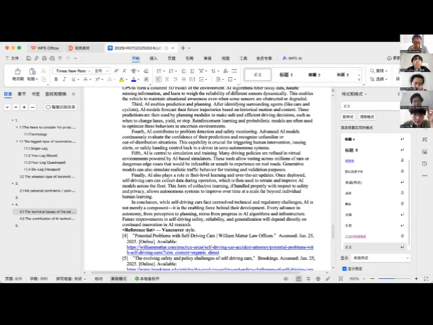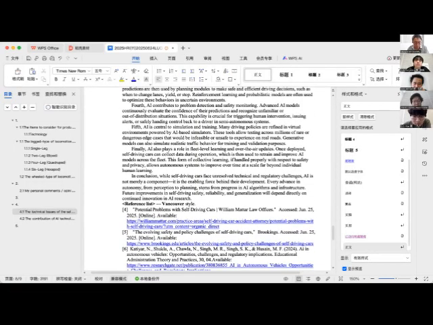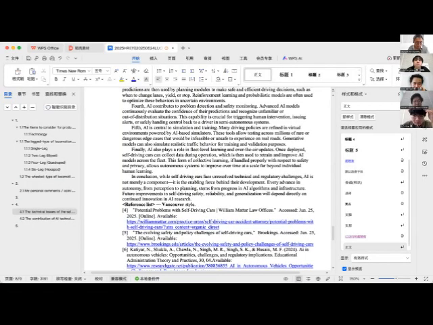The fourth is that AI contributes to problem detection and safety monitoring. The fifth is that AI is central to simulation and training. Finally, AI also plays a role in fleet-level learning and over-the-air updates. So in conclusion, while self-driving cars face unresolved technical and regulatory challenges, AI is not merely a component, it is an enabling force behind their development. That's all.